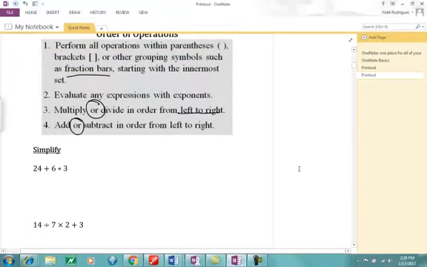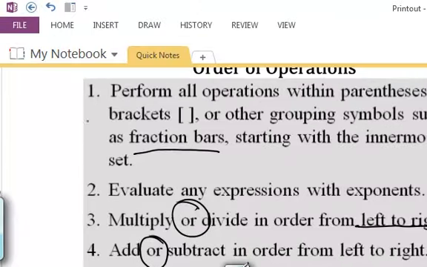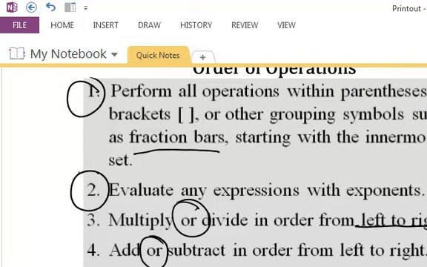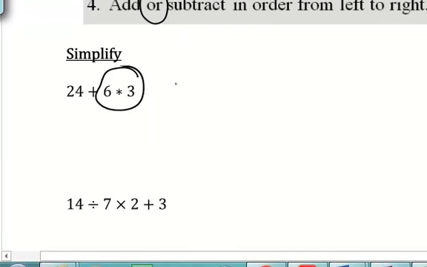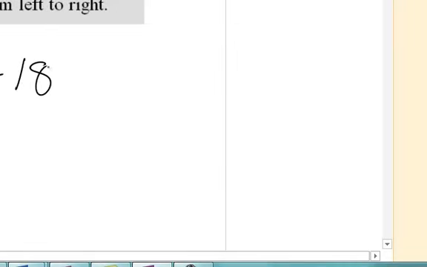So if we look at the first problem here, it says to simplify 24 plus 6 times 3. The first thing I'm going to do is look at my step number 1. I do not have any parentheses, brackets, or other grouping symbols. So I know I'm good with number 1. Number 2 says, do I have any exponents? I do not. Number 3, do I have any multiplication or division? Yes, we do. We need to multiply those two numbers there. So now I'll have 24 plus 6 times 3 is 18. Now I can just add my numbers together. 24 plus 18 is 42.